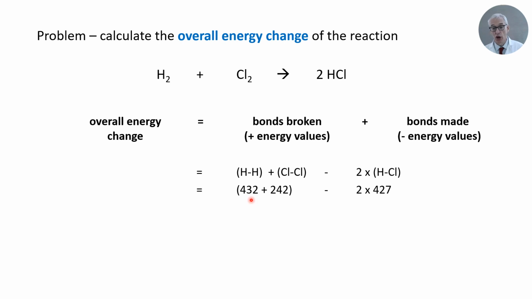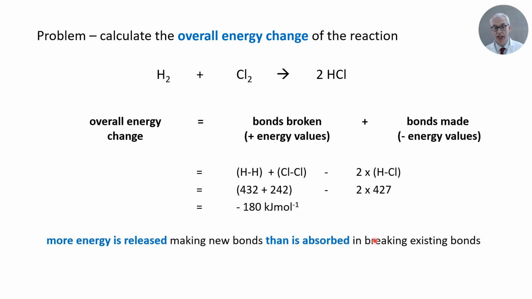From a data source, we've got 432 for the hydrogen, 242 for chlorine. Hydrogen chlorine is 427, but we multiply that by 2 and we give it a negative sign. Bonds made are given a negative value, so bonds broken are given a positive value. So the positive values minus the bonds made values. Add that all together, comes to minus 180 kilojoules per mole, and that fits with the reaction being exothermic.